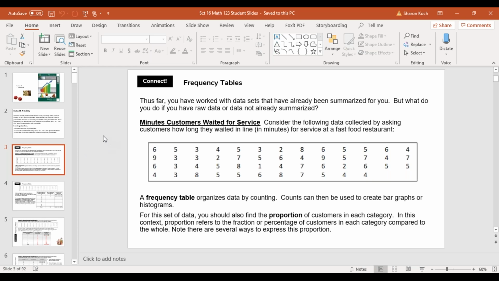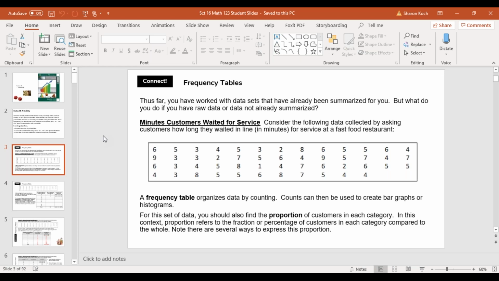We're going to just break right into a problem here. Here's a place where we've gathered some data, and notice what the data is about. It says this is minutes that customers waited for service at a fast food restaurant. This is how much they waited in line. You can see we just have all the numbers there randomly. So here's the raw data that was collected.